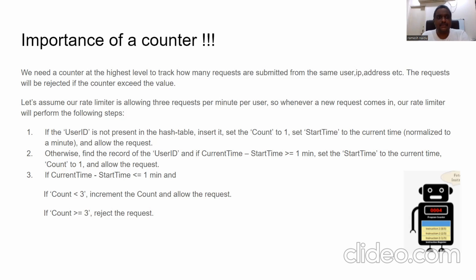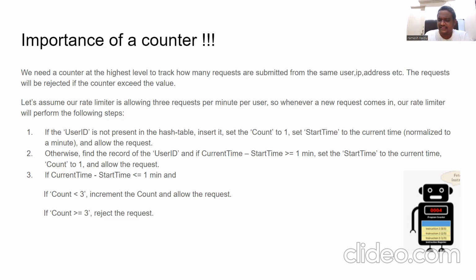So let's assume we are allowing 3 requests per minute for a particular user. Whenever a request comes in, the rate limiter first checks for the user ID. I'm just taking user ID as a unique key. It checks whether the user ID is present in the hash table or not. If it is not present, then it just inserts it. That means it's a new request from this particular user. It inserts that, sets the counter to 1, and sets the start time to the current time.